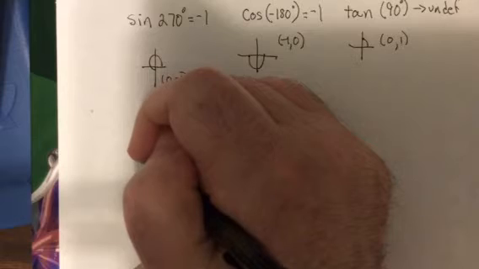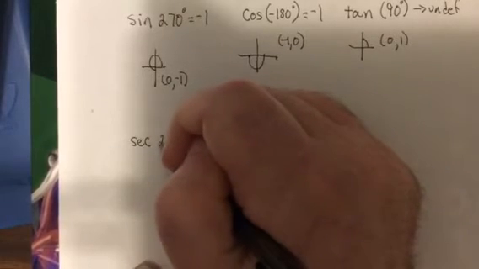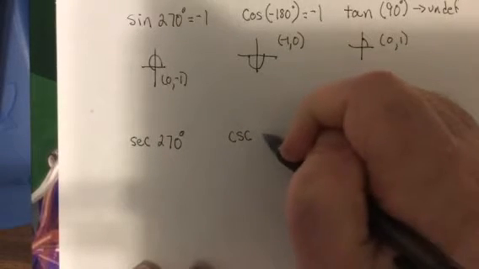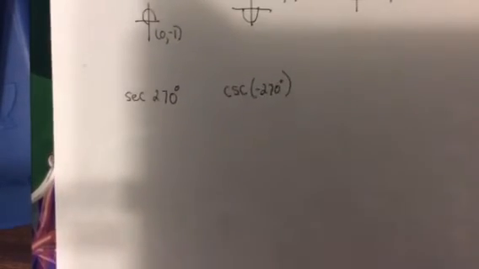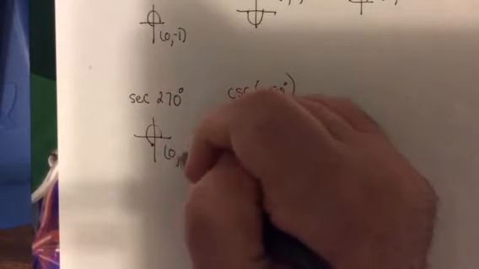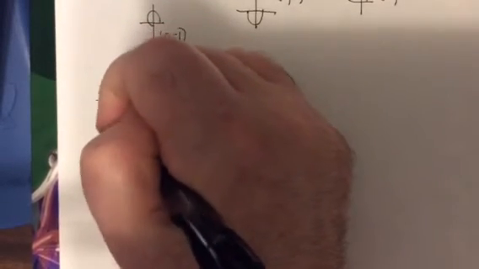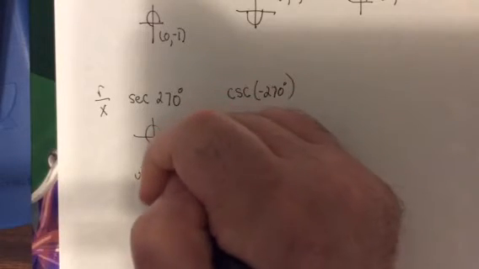So figure these two out. What's the secant of 270? And what's the cosecant of -270? Figure those out for me, please. Then turn me back on. Okay, 270. So that is 0, -1. So r would be 1. Secant's the reciprocal of cosine. Cosine's x over r, so secant would be r over x. R is 1, x is 0. Oh no, it's undefined.